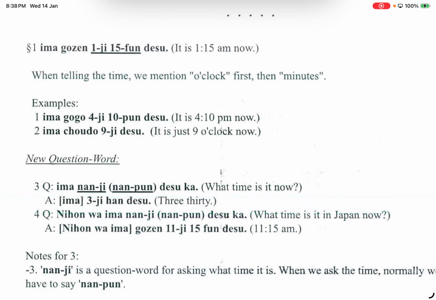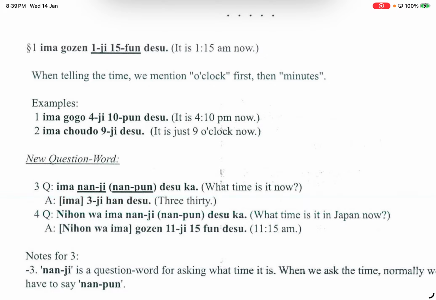So gozen does represent AM, is it? Or does it just represent morning? No, it means AM. The literal meaning is before noon. Go means afternoon; the literal meaning is after noon, noon is already over. Gozen literally means before noon.